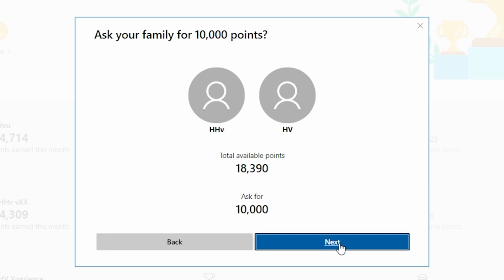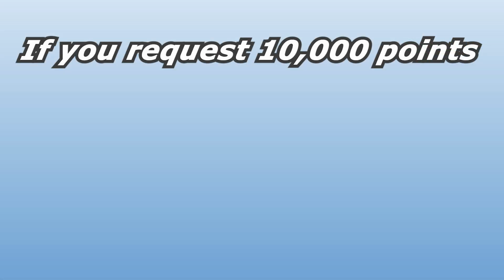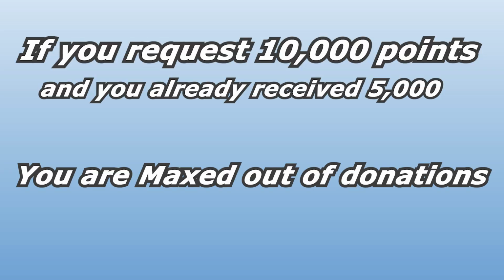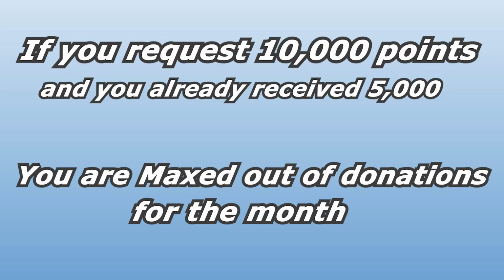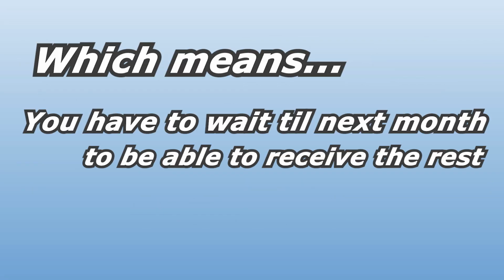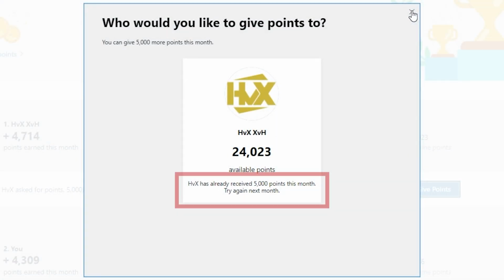So one thing that Microsoft doesn't clearly state, and you won't notice unless you actually use the feature, is that regardless of how many points you request, you can only receive 5,000 points per month. So let's say you request 10,000 points, but someone has already given you 5,000 for the month. So you still need another 5,000 to complete your quota. Well, guess what? No one else will be able to give you 5,000 points until the following month to complete your quota. And if they do try to give you points, then they'll see this.